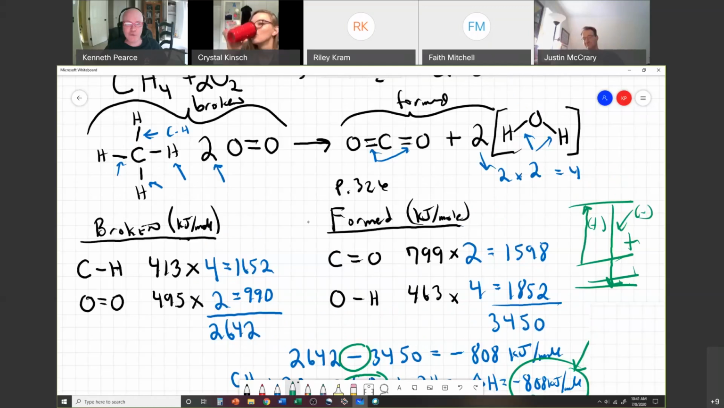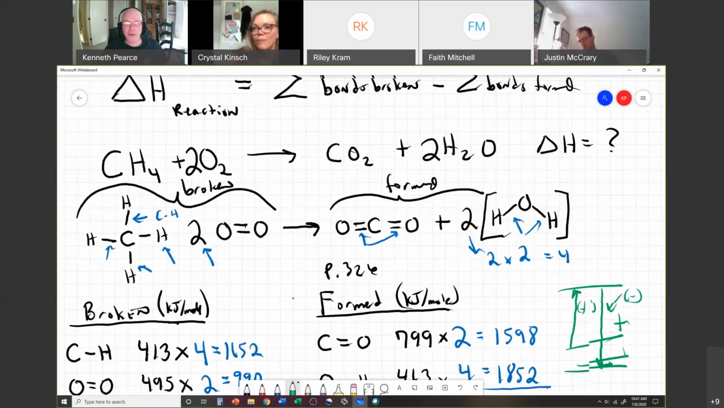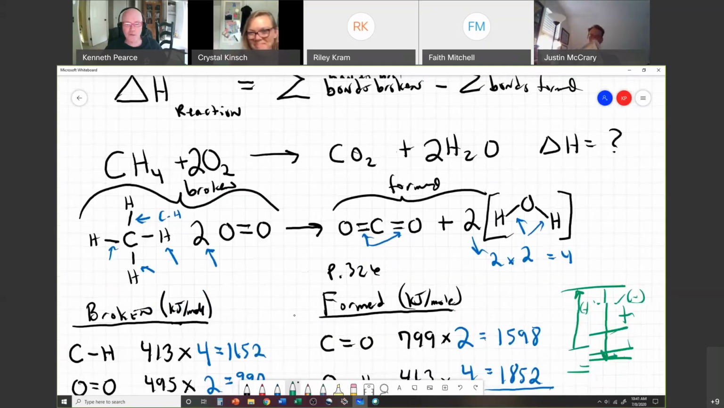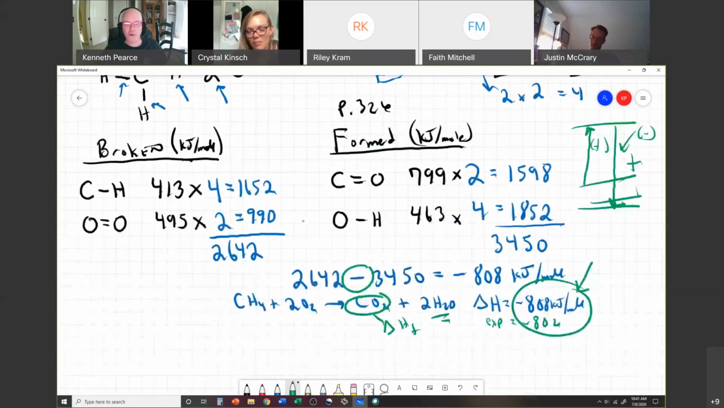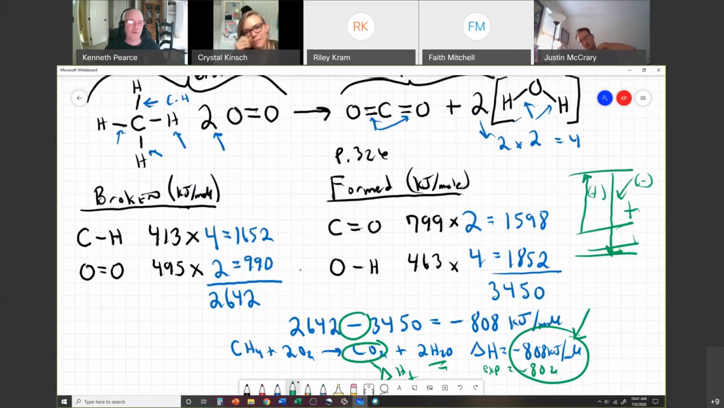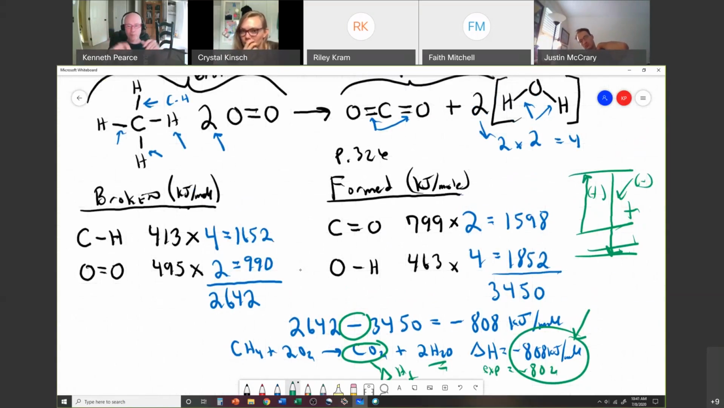So that's how you do that. Make sure you're not using double negatives. You're just plugging in the number. Hopefully everybody sees that now. I won't do any more examples of this because you just have to keep track of what's broken and what's formed. If you're going to make a mistake, here are common areas to make one. Right here with the carbon dioxide, a common mistake is to use just one C=O.